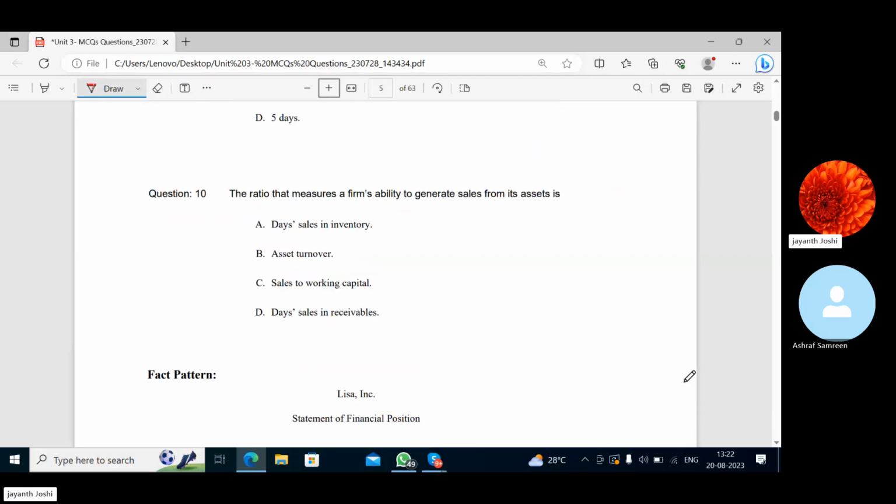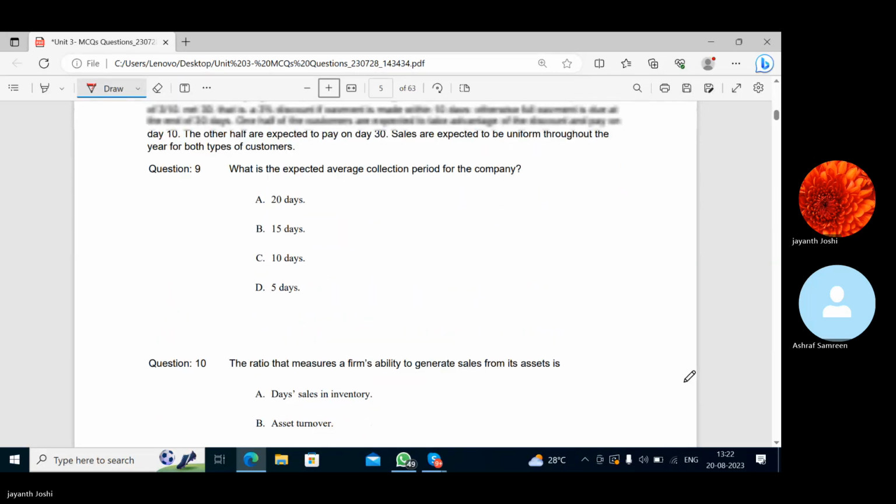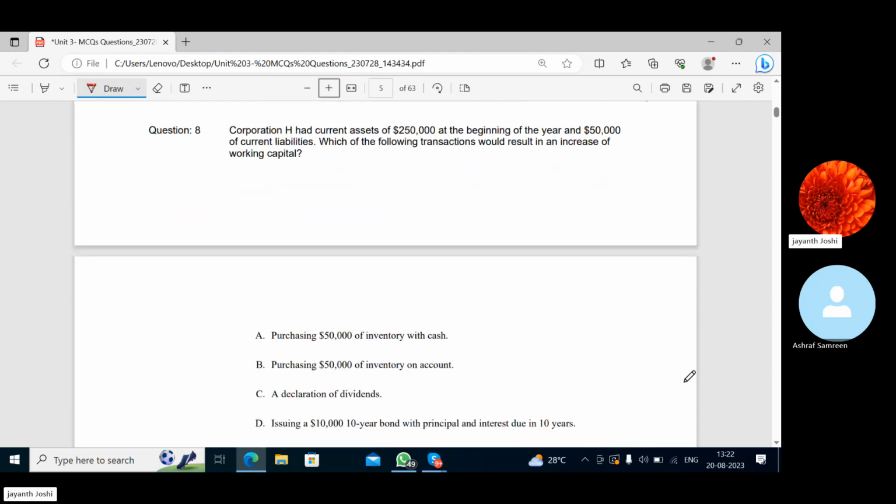Okay, we'll do these 2 questions. 8.1. Corporation H had current assets of 250,000 at the beginning of the year and this much current liabilities. Which of the following transactions will result in an increase in working capital? So for an increase in working capital, your current assets should be more, right? Current assets are 2.5 and current liabilities is 0.5, let's say. So purchasing 50,000 of inventory, I'll write it 2,50,000 only, no problem. I think this question you can easily do.